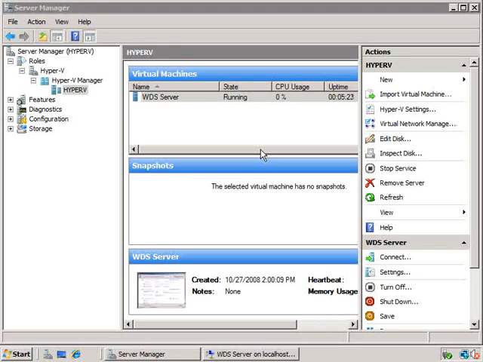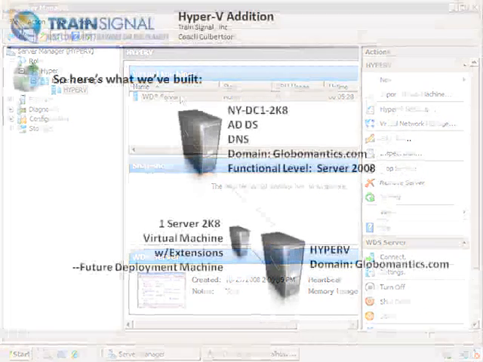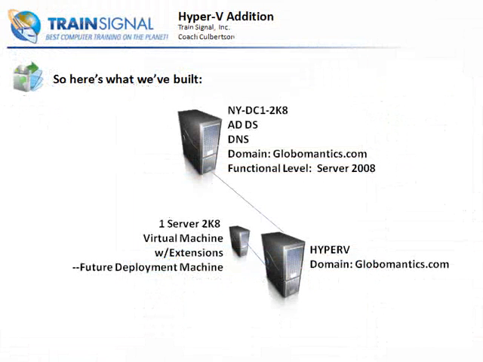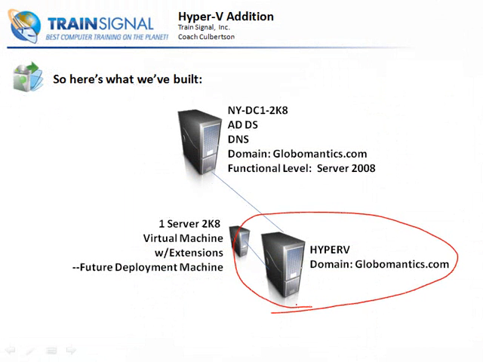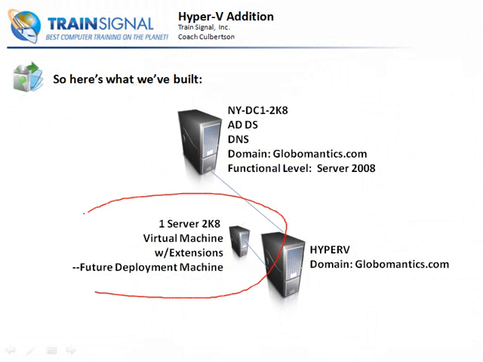Let's do a quick review, and then let's move on to the next video where we actually create the rest of the WDS server. All right, so here's what we have built. Mostly what we worked on was the Hyper-V server, and then we turned around and created our very first virtual machine with extensions for our future deployment machine. We'll do that in the next video. You saw none of it was very hard, as long as, of course, all of our requirements are met, like having Server 2008 64-bit edition, either Enterprise or Datacenter, and all that good stuff.